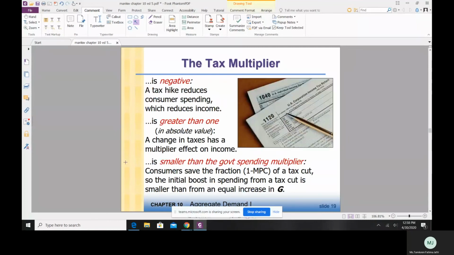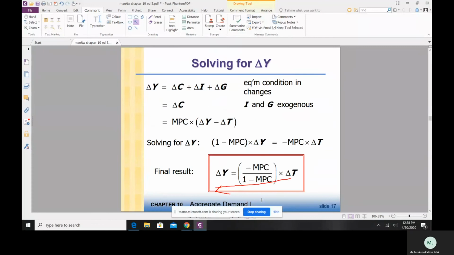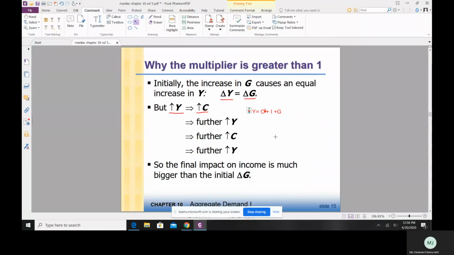इसको दोबारा एक दफा पढ़ लेते हैं कि a tax hike, अगर टैक्स इंक्रीज की बात की जाए, तो जो मल्टीप्लायर इफेक्ट होता है, it's smaller than the government spending multiplier. So consumers save the fraction 1 minus MPC of the tax cut. So the initial boost in spending from tax cut is smaller than an equal increase in G. जैसे आइडियली मुझे आपको टैक्स कट से समझाना चाहिए था, फिर बेहतर होता.